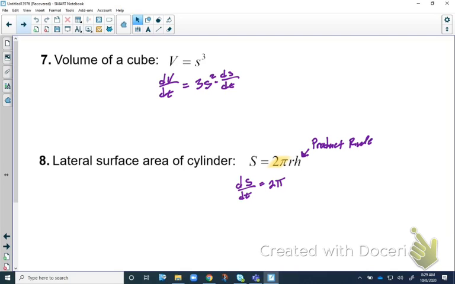The product rule for our derivatives. So in this case, I'll say r times dh/dt plus h times dr/dt. And so that is what I would have for the derivative here.